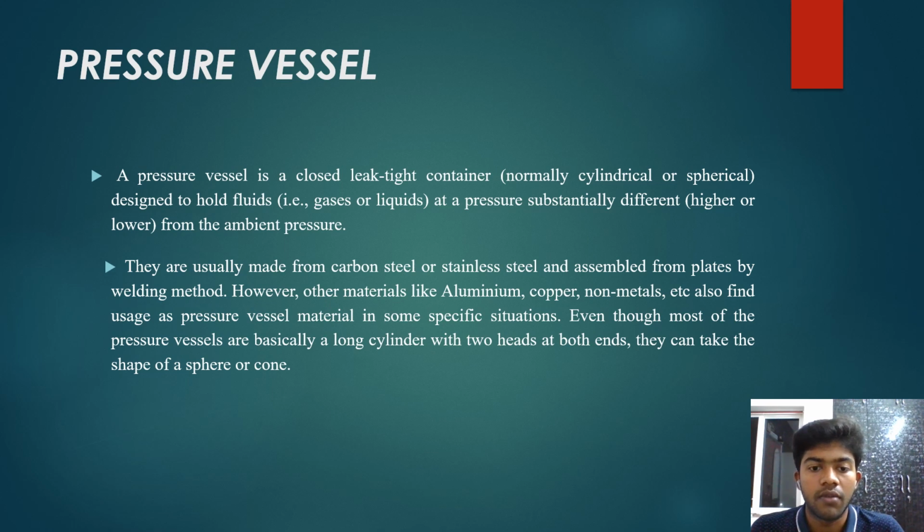So they are usually made of carbon steel or stainless steel assembled from plates by welding methods. However, materials like aluminum and non-metals can also find usage as pressure vessel materials in some specific situations. Like in the case of different temperatures, materials like aluminum and copper are used. Even though most pressure vessels are basically a long cylinder with two heads, they can also take the shape of a sphere or cylinder. It depends upon the situation.